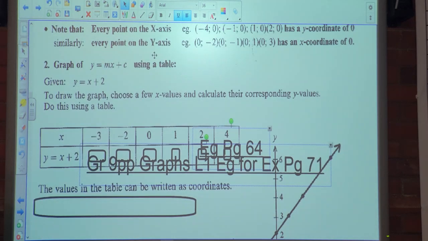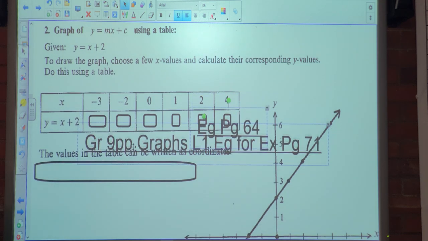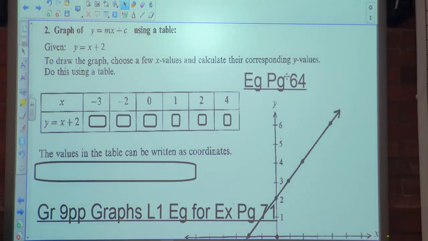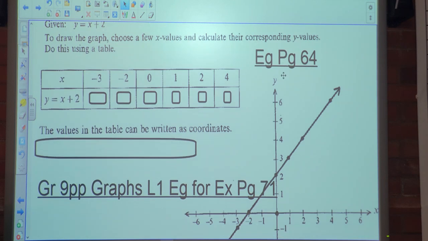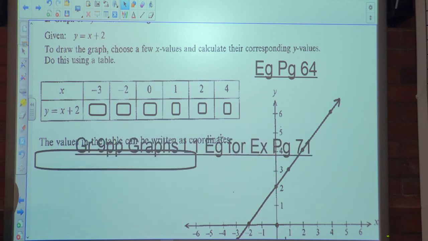So here we say, note, every point on the x-axis has a y coordinate of 0. Similarly, every point on the y-axis has an x coordinate of 0. The graph of y equals mx plus c using a table. So you're given that y is equal to x plus 2. To draw a graph, choose a few x values and calculate the corresponding y values. Do this using a table.